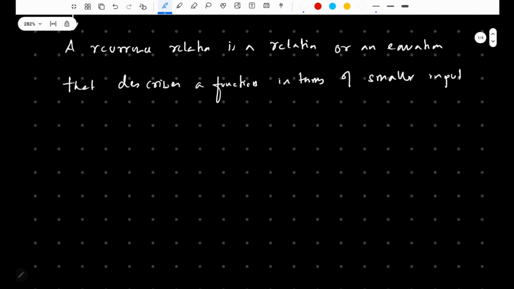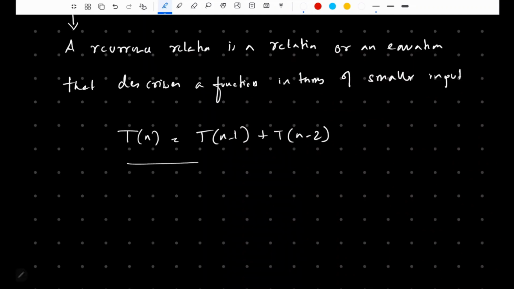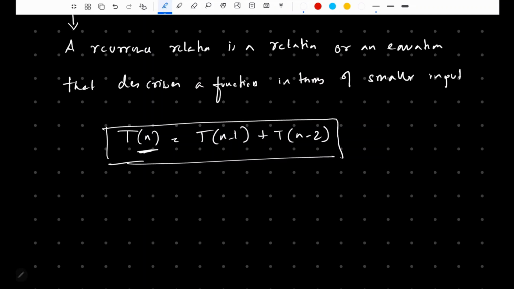As you know, previously we wrote the recurrence relation of the Fibonacci series. What was it? T of n is equal to t of n minus 1 plus t of n minus 2. So this is the recurrence relation. You can see we are defining a function in terms of its smaller input. Here it is n minus 1, here it is n minus 2. So this is what a recurrence relation is.